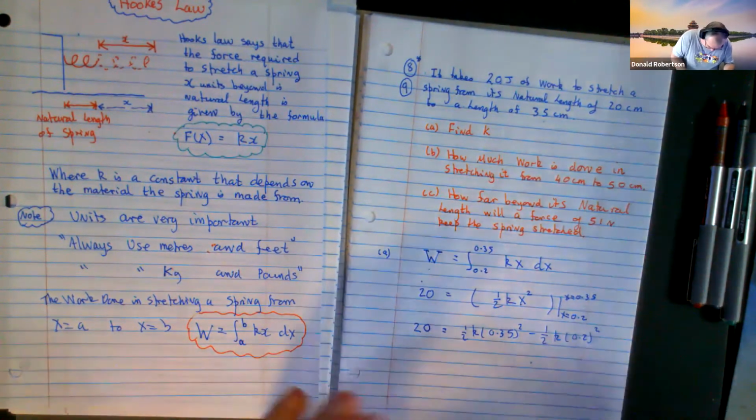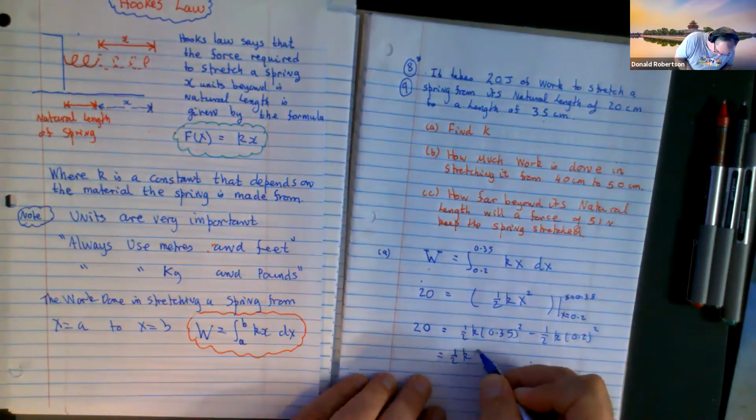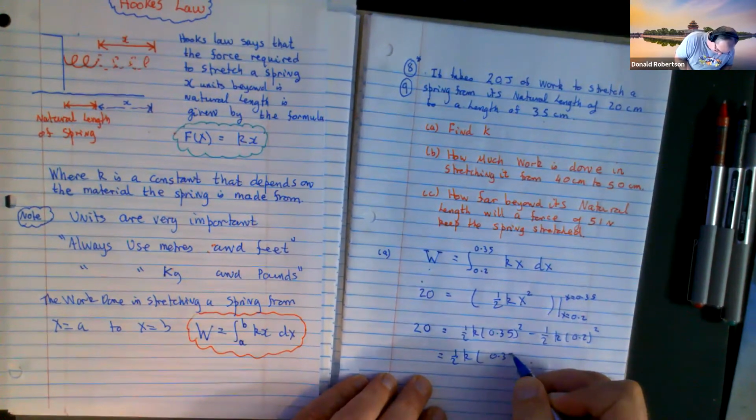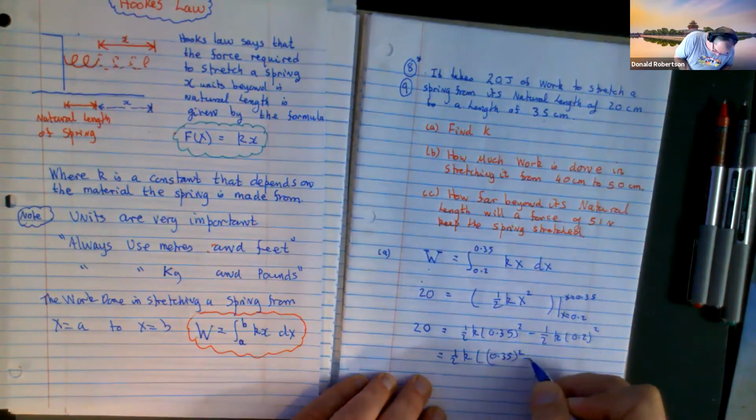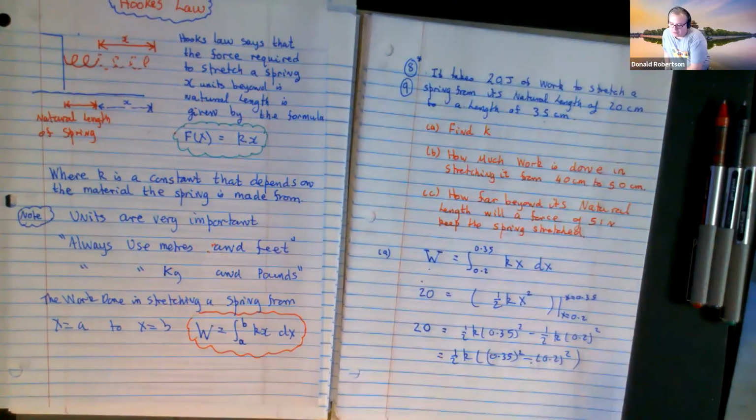Now, I could do it as is, but I'm going to do something that I think helps me. I don't know if it'll help you. Sometimes you just do things because in your brain, it's easier to deal with. Can I just pull out the half K as a common factor just to make life a little bit easier number-wise? That's the only reason I'm doing it.